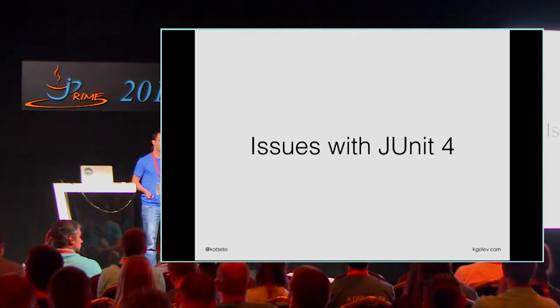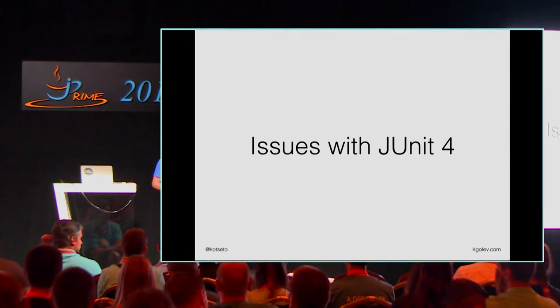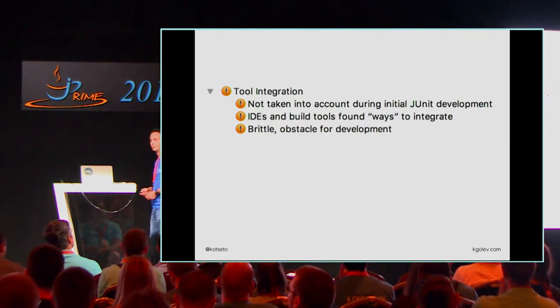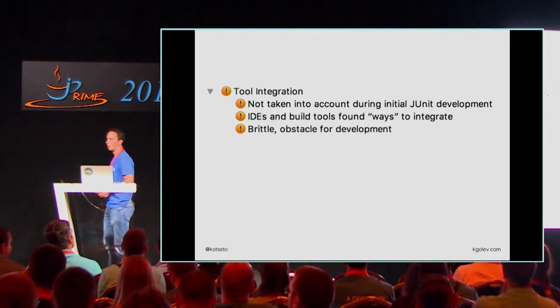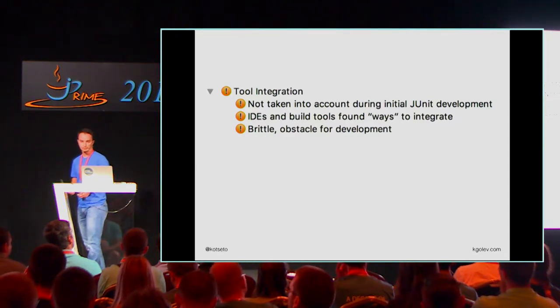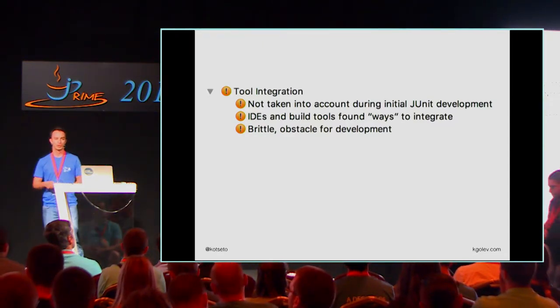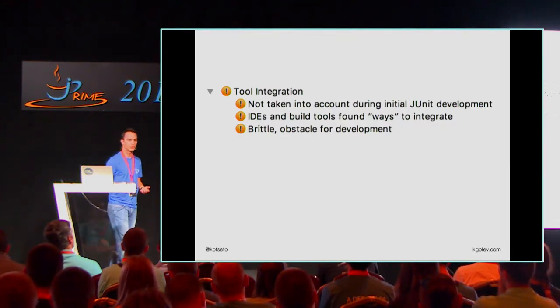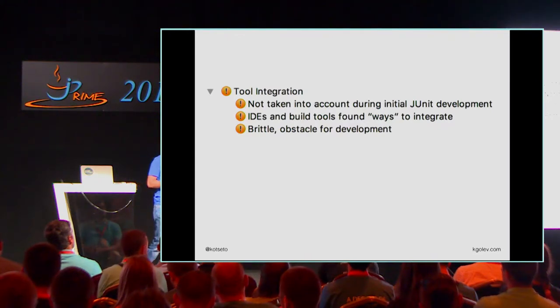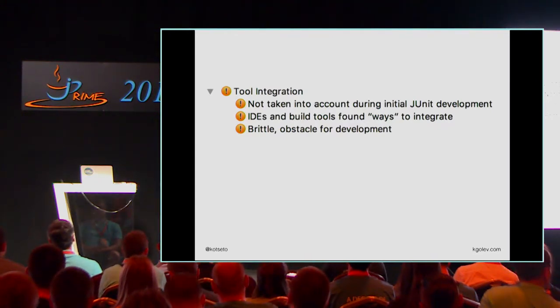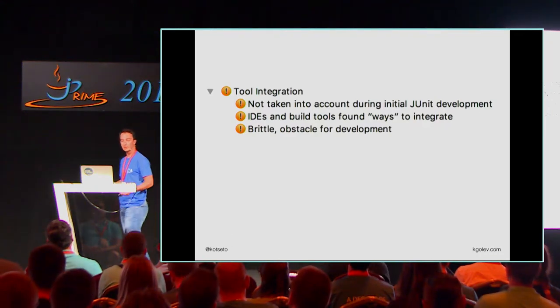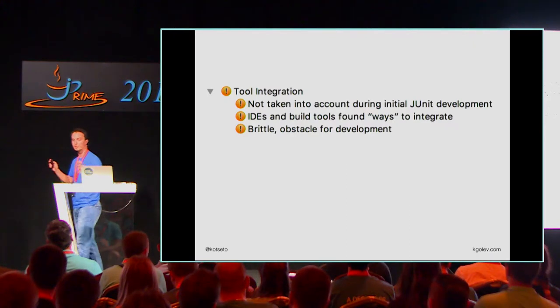So what are the issues with JUnit 4? What caused this slow development and what are the other issues? So first, it's tool integration. Tool integration was not taken into account at all during initial JUnit development, which was a problem because JUnit was popular even then. Developers wanted their tool integration. They wanted their IDE to be integrated. They wanted their build tools to run tests and to produce nice test reports. So the build tools and the IDEs found ways to integrate, the unofficial ones.